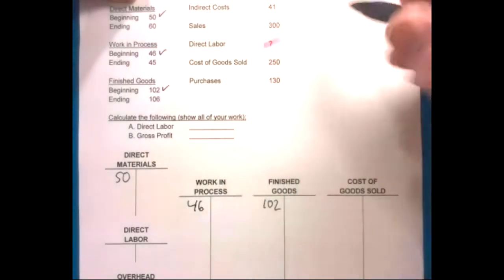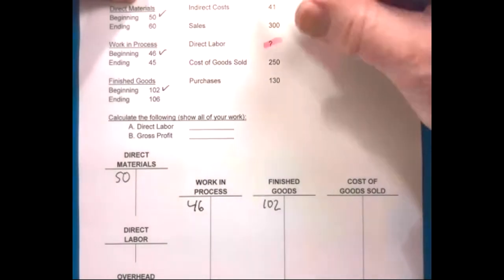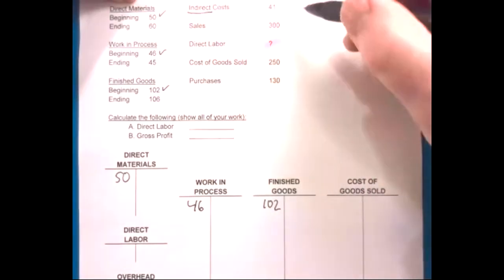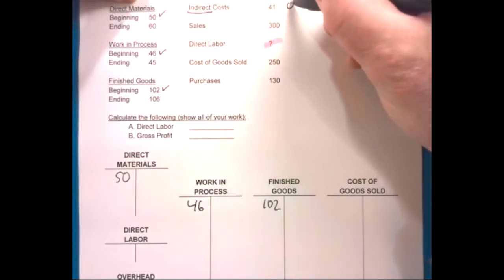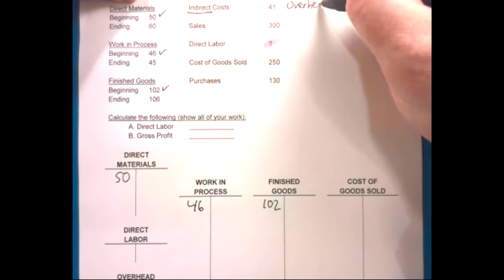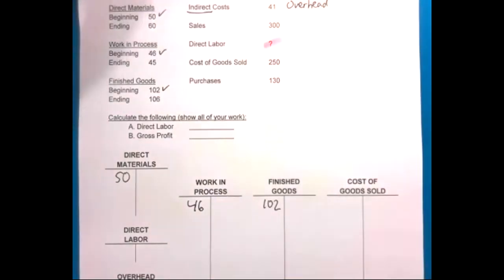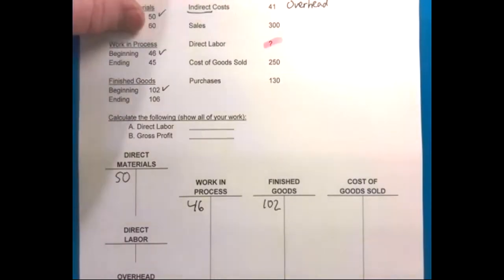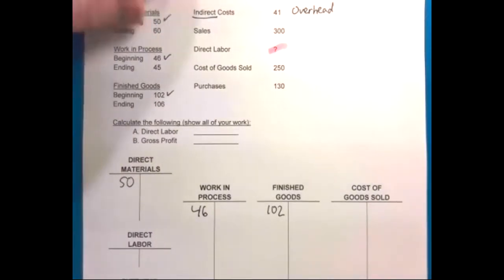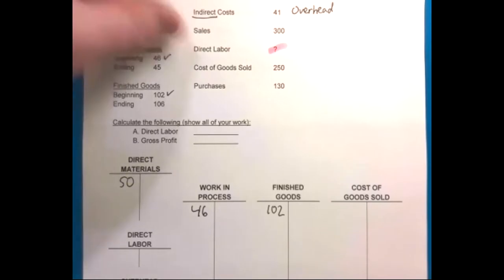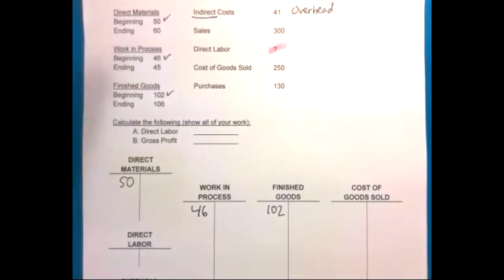Okay, going over here, indirect costs, these are the overhead costs. Anytime you see indirect, it means overhead. And sometimes they'll just call them the indirect cost, but these are overhead. For us in this book, indirect and overhead are the same thing. And that didn't come from me. That came from the author of the book. So indirect costs, if they're direct, they'll say direct, but if they're not direct, then they'll be overhead. Oh, I didn't put it in yet. So overhead would be 41. I'll move this up.